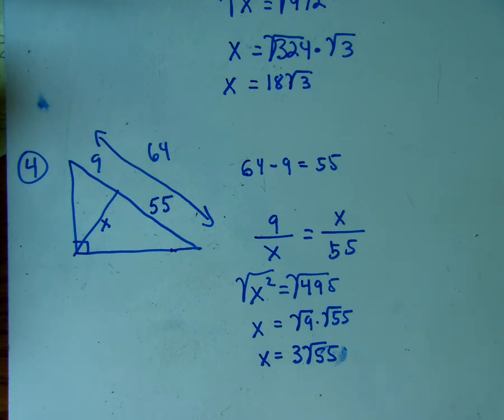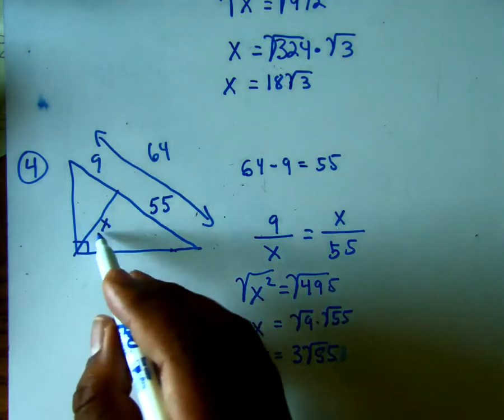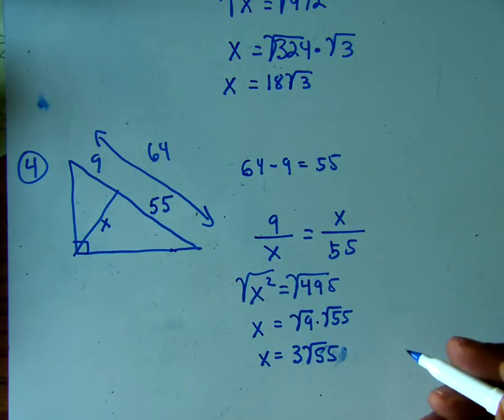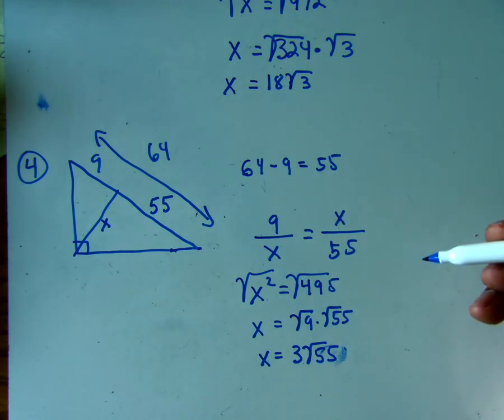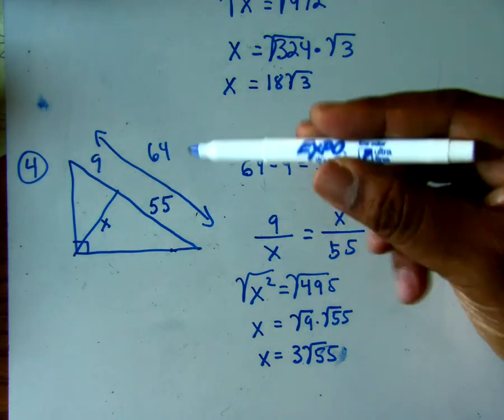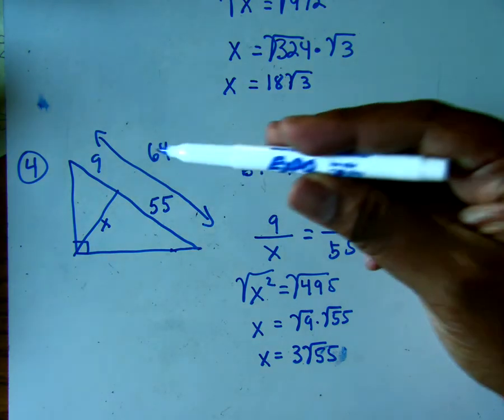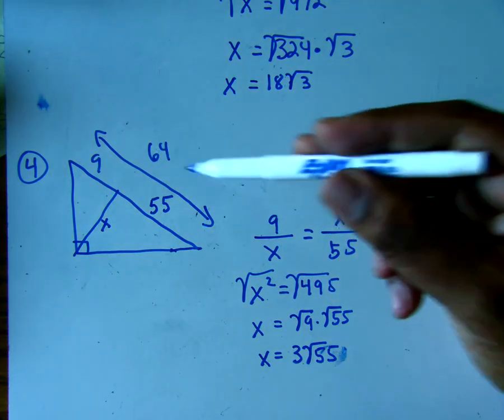So that lets us know the value here for x, which is 3 times the square root of 55. And that's 2 more problems using similar right triangles. Now I'm going to show you a couple more where you have to do this add and subtract piece, but you have an unknown value and how to solve it from there.